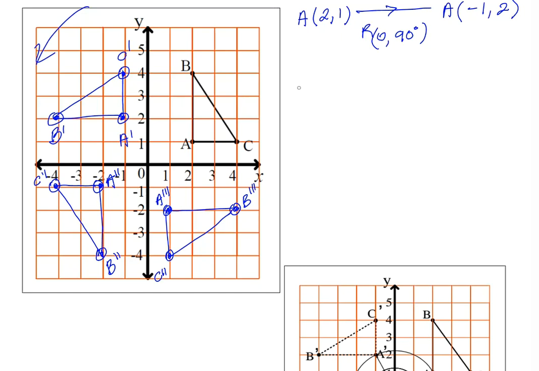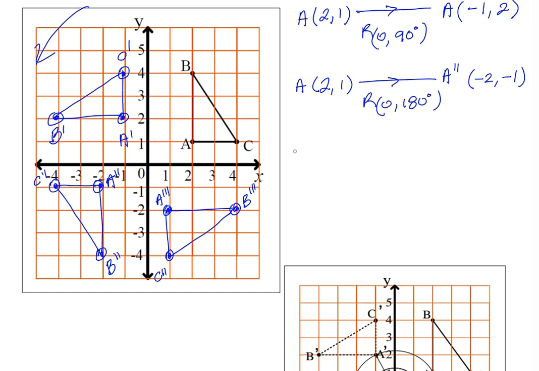So for a 180-degree rotation, A, which is 2, 1, so this is R, O, 180-degree rotation, became A double prime, which is minus 2, minus 1. So whenever I rotate 180 degrees, the x and y coordinates remain in the same position, but their signs change.